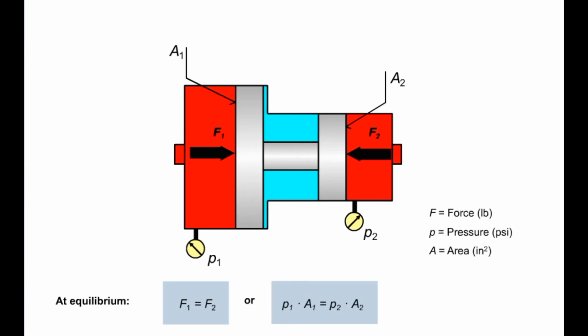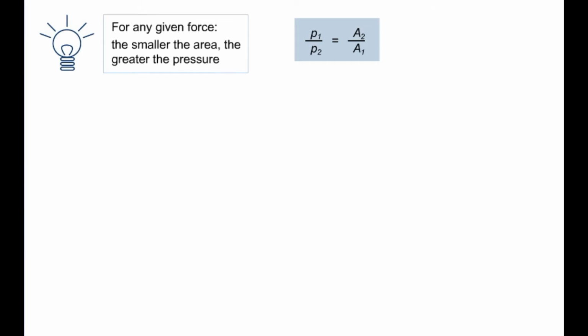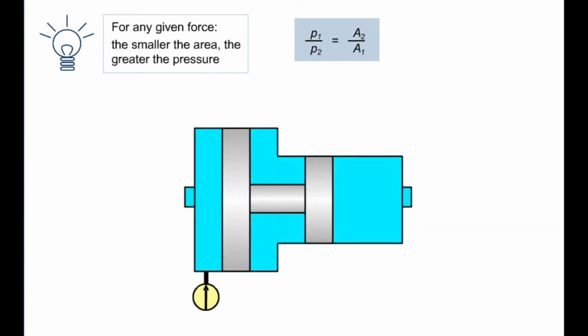Thus, F1 equals F2 and P1 times A1 equals P2 times A2. Rearranging this formula gives P1 over P2 equals A2 over A1. Putting this into words, the ratio of the pressures is inversely proportional to that of the piston surface areas. We are now able to state that, for any given force, the smaller the surface area, the greater the pressure. Hydraulic components, such as the one shown in the diagram, are designed to transmit pressure.